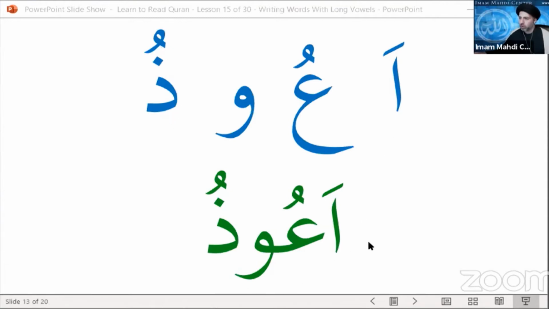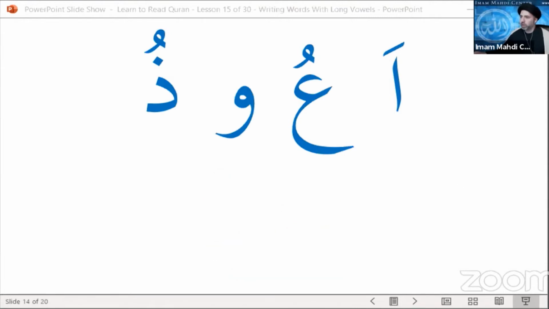So now we write it all together. The alif is written in its full form and it doesn't connect on its left. The alif with fatha is pronounced a. The ayn with dhamma and waw is pronounced u. And then dhal with dhamma is dhu. So we have a, u, dhu, a'udhu.